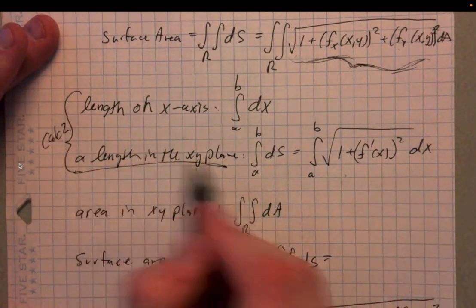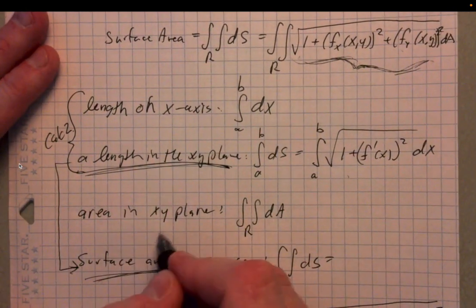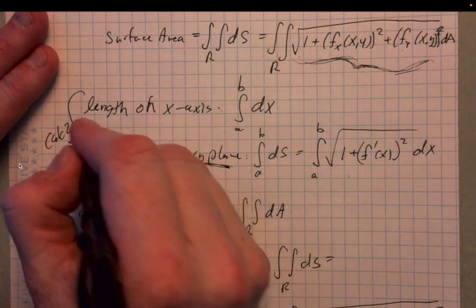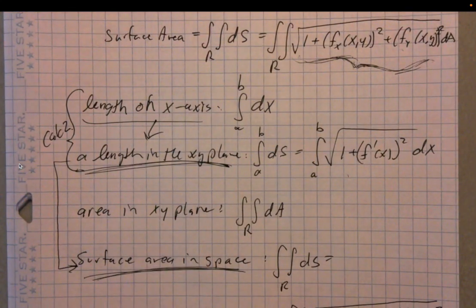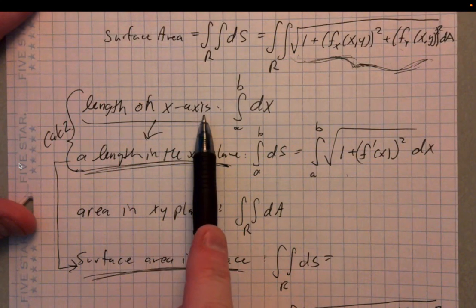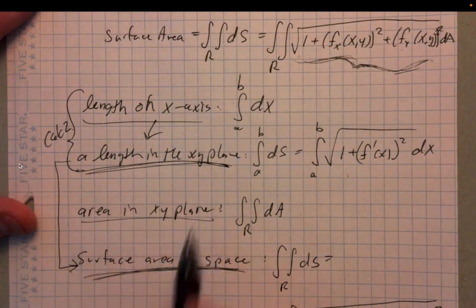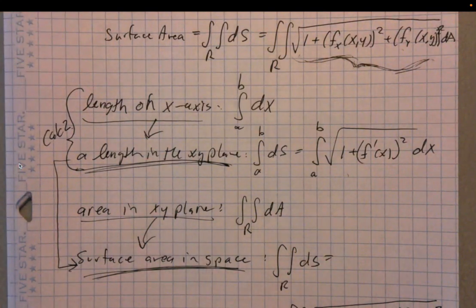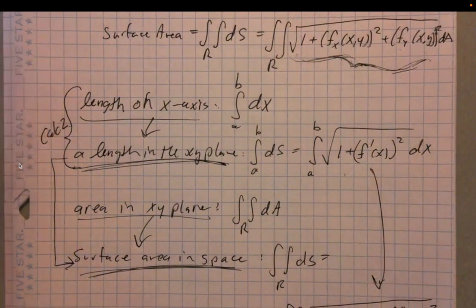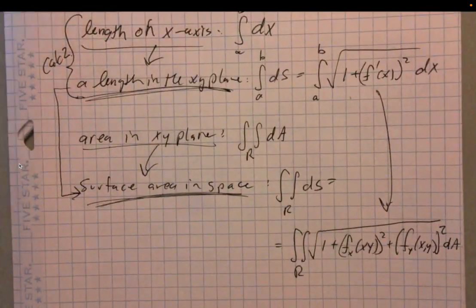So you see how this one and this one are similar, right? They both take the simple idea and blow it up into the next higher domain. Here we take the simple length on the x-axis and blow it up into the length of a curve in the xy plane. Here we take the area in the xy plane and blow it up into the surface area of an arbitrarily curved surface in space. And you can see both of them incorporate the derivative into the integrand.